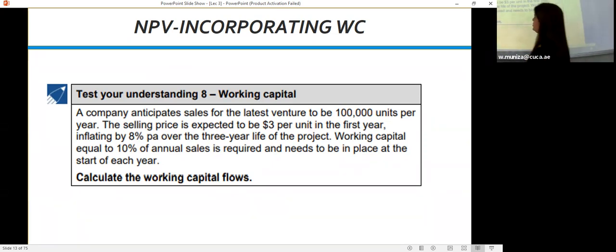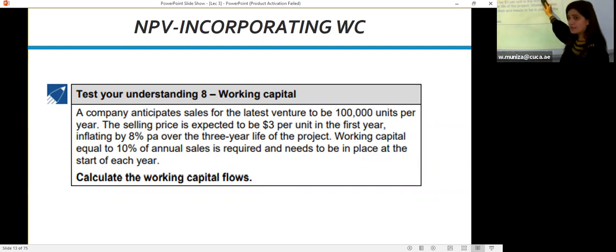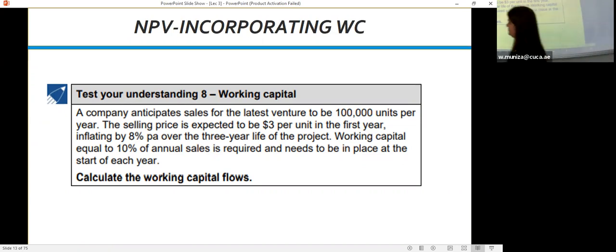So students, you need to consider whether the price given to you is in the first year or in real terms. If it is in real terms, then from year 1 you are going to inflate it. Over here, because this price is in year 1, in the first year you are going to take 3. Then you are going to inflate it for further years. Over the 3 years life of the project, working capital is equal to 10% of the annual sales, required and needs to be in place at the start of each year. So the same type of question is here. Can you start doing it by yourself? Quickly.